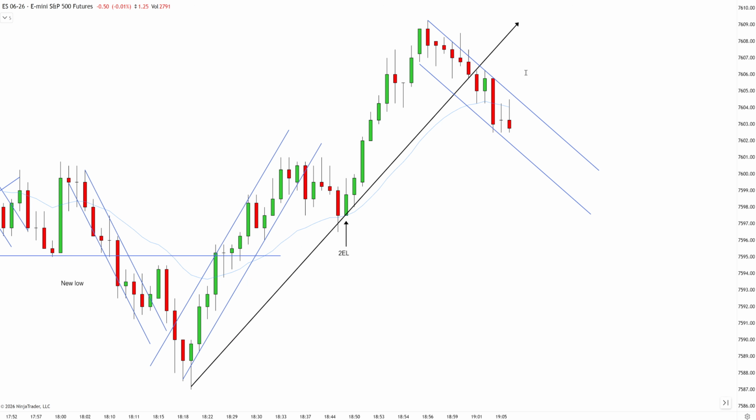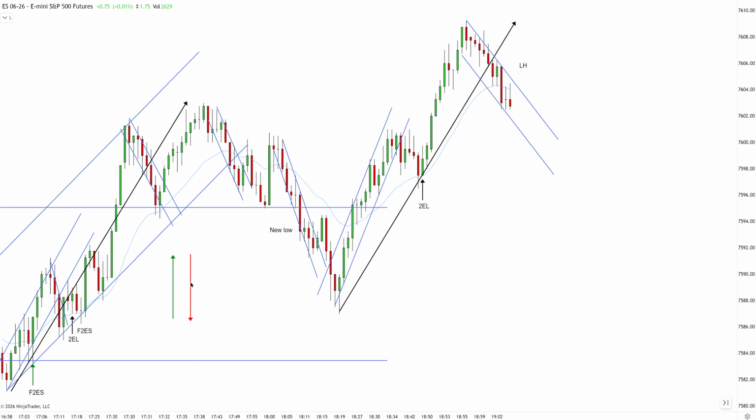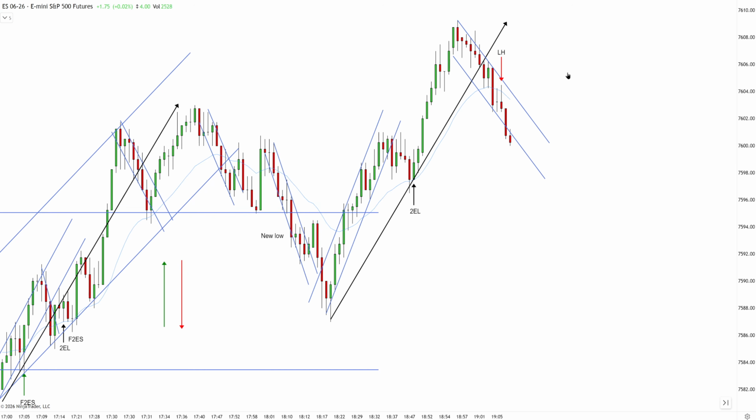This is not a bad trade, a lower high confirmation trade. Over the felt second entry long, I wouldn't go long on a felt second entry long. You have no key level, no high of the day, no nothing. It's a little bit more aggressive, but the lower high below EMA is much safer.